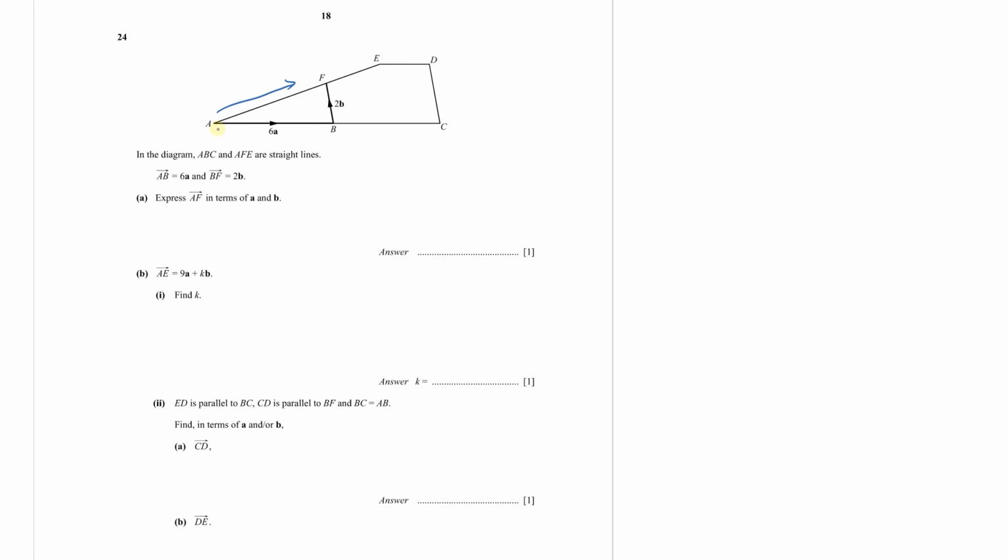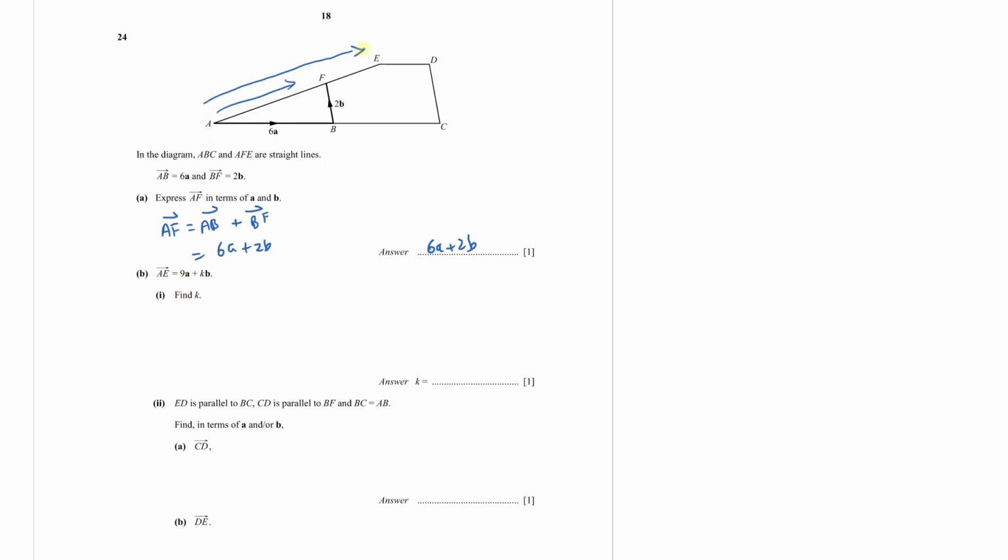I can use the head to tail rule. So AF would be this vector AB plus this vector BF. AB is 6a, BF is 2b. So 6a plus 2b. This vector AE is 9a plus kb. So AE is this one here. This is 9a plus kb, find k.